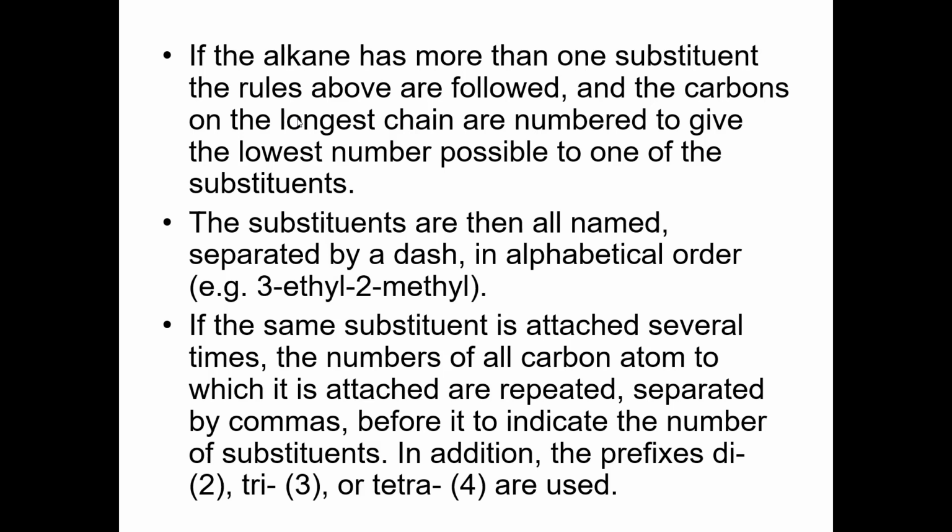We can sometimes have the same substituent group appearing several times. We are still going to count what number carbon they appear on, and we're going to separate those numbers by commas. Then, for example, if we have methyl groups: 2 methyl groups would become dimethyl, 3 of them would be trimethyl, and 4 of them would be tetramethyl.